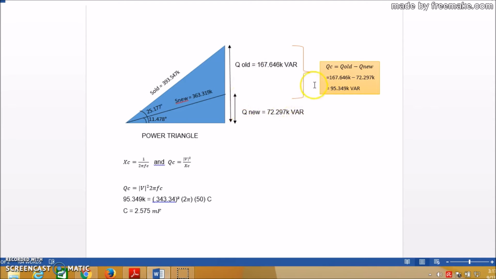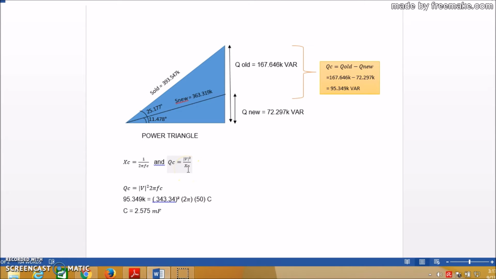From QO and Q new, we can also calculate the QC. The formula for QC is QC equal to QO minus Q new. So this is the value of QC that we obtain. We need to find the value of QC so that we can enter the value in this formula: QC equal to modulus V squared times 2 pi FC. 2 pi FC is part of this calculation.